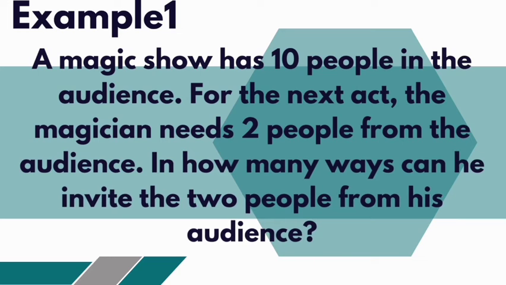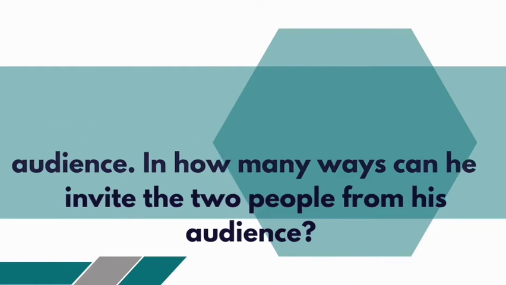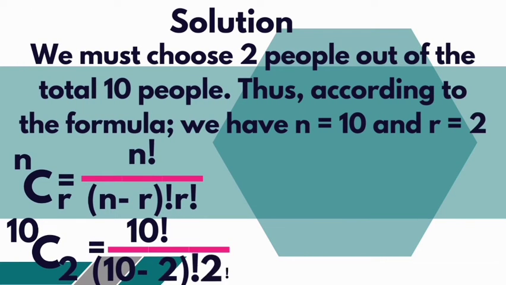Example 1. A magic show has 10 people in the audience. For the next act, the magician needs 2 people from the audience. In how many ways can he invite 2 people from his audience? Solution. We must choose 2 people out of the total 10 people. According to the formula, we have n is equal to 10 and r is equal to 2. Therefore, we have 10 combination 2.